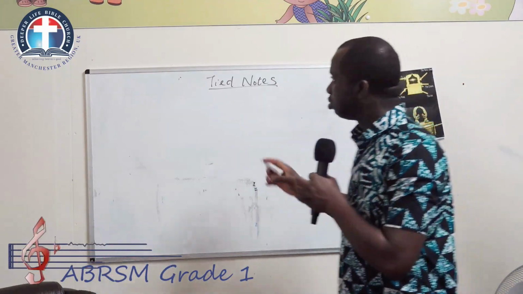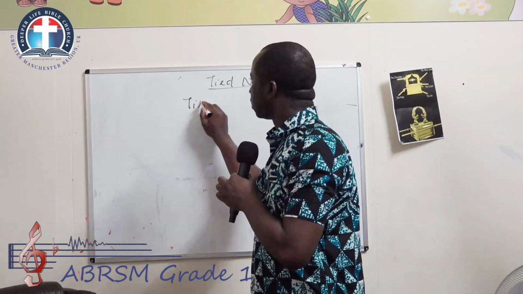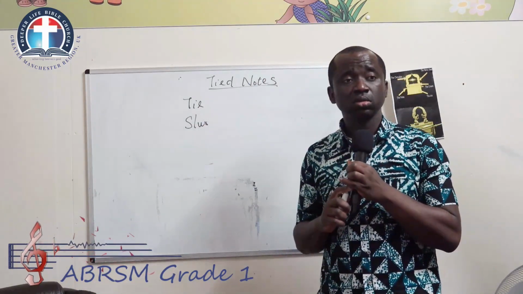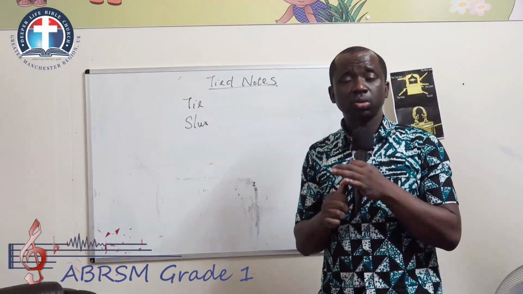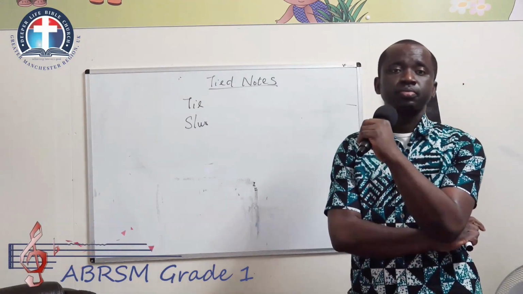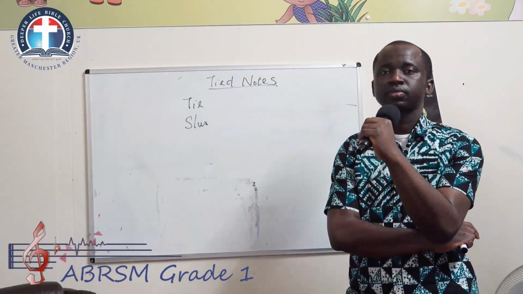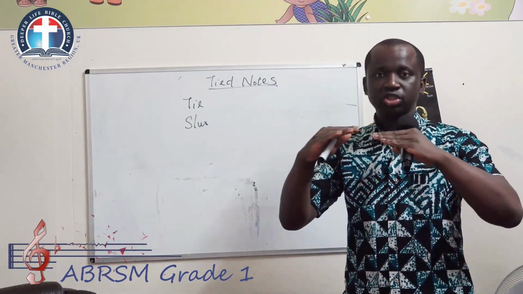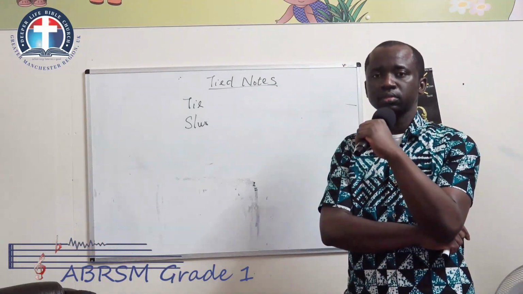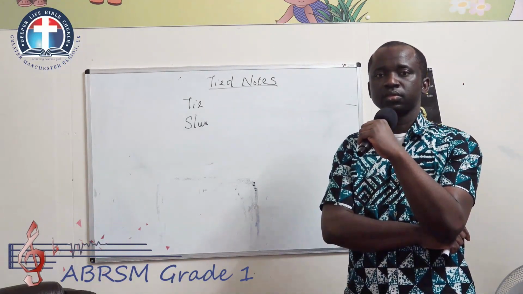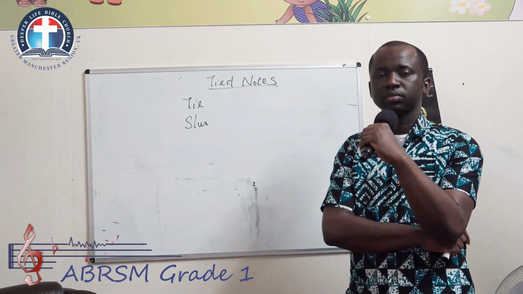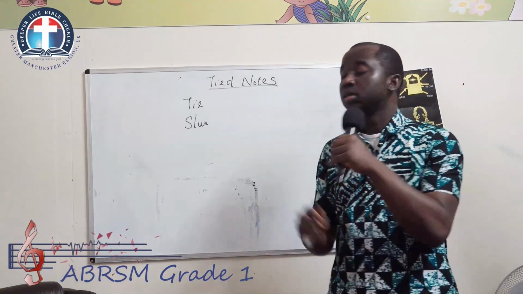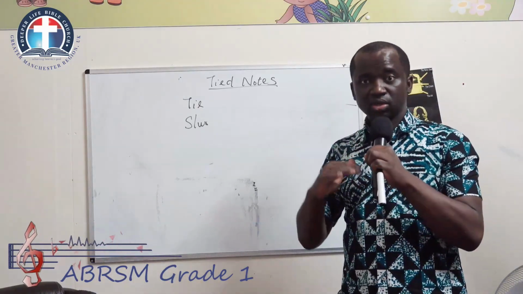So there are two ways to do that. There is what you call a tie and a slur. I'm not repeating all this. You should know the difference between a tie and a slur. So what's the difference? A tie joins two notes that are of the same pitch together. Whereas a slur is just the opposite. It joins two notes that are of different pitches, so they are not on the same line or space.